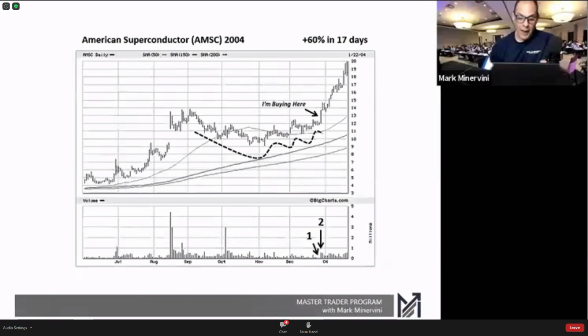So taking them back, we'll bring them back to American Superconductor. We looked at this earlier. This moved up 60% in just 17 days from here. Again, you see how efficient that move is, very quickly. But here's the 1-2 where the volume is down to almost nothing, and then it comes in and comes out of that perfect VCP.